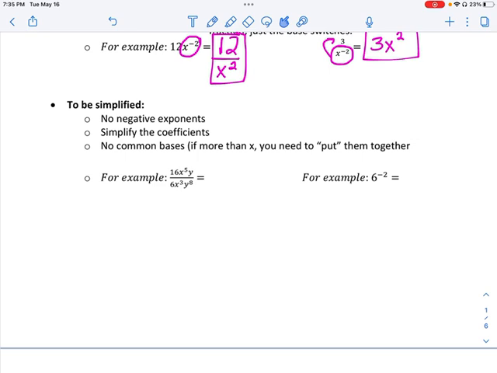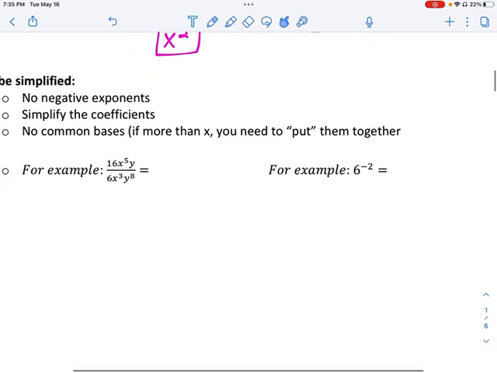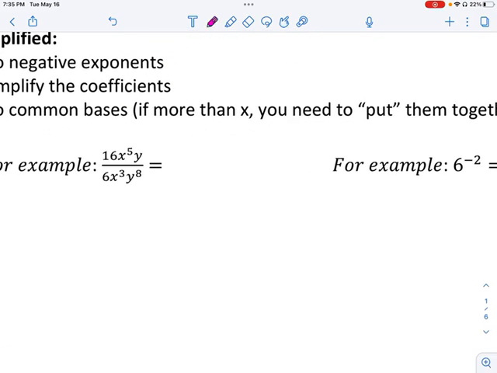The last thing is make sure you have no common bases. So if in your problem you have more than one x, for example, you need to put them together. Either use the multiplication rule, the division rule, the power of a power rule, whatever, but those x's have to simplify together.